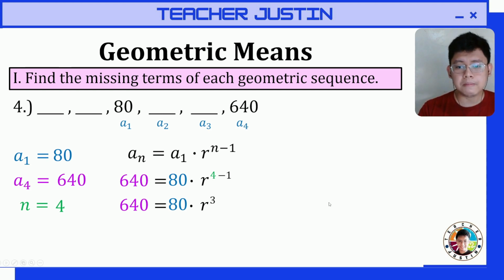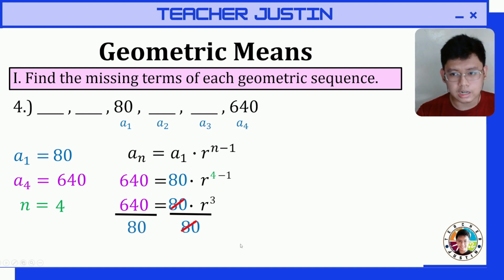Tapos, let's divide both sides by 80 para ma-cancel out natin yung 80 at ma-isolate yung r na variable natin. So, 640 divided by 80, that will give us 8. So, meron tayo ditong r raised to 3 is equal to 8.